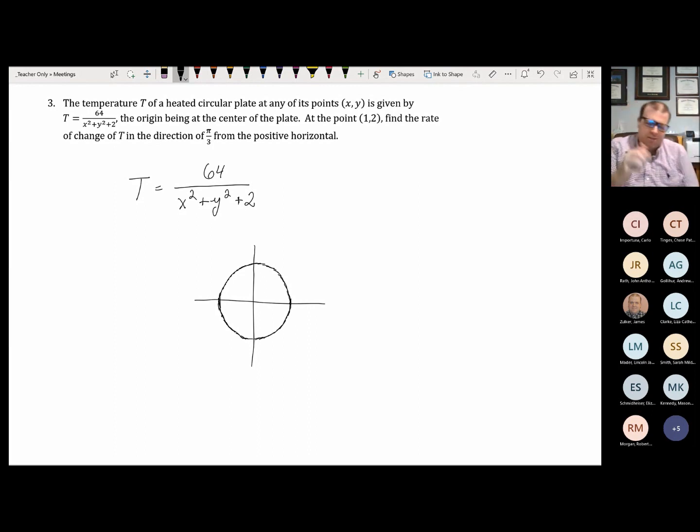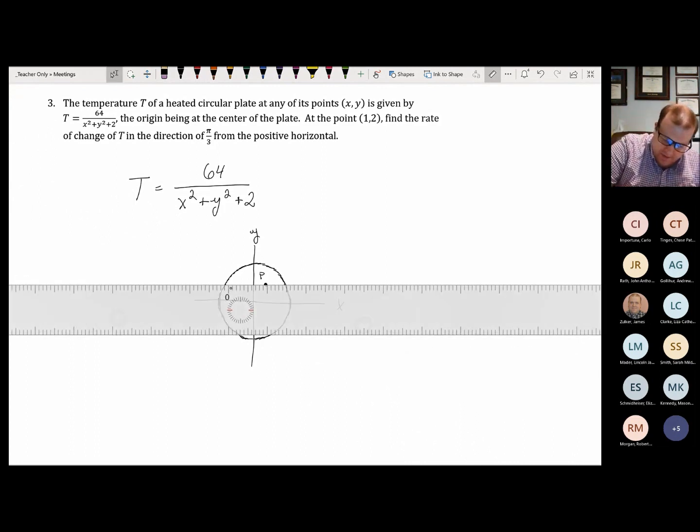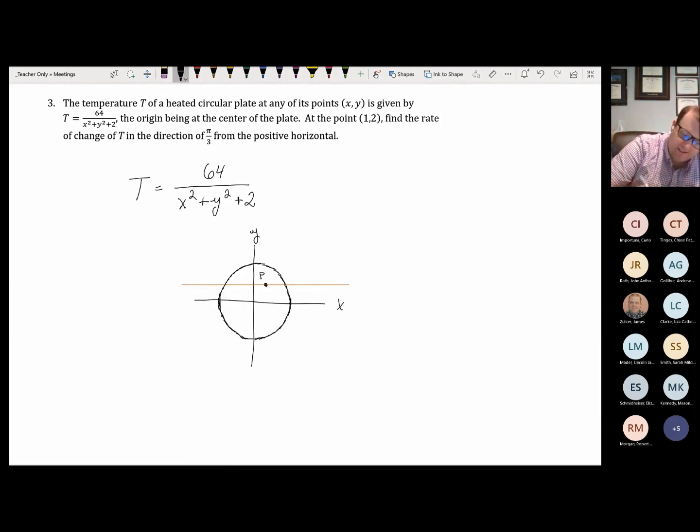that's a pretty good circle. Right, there's the center. We're at some point (1, 2). That'll probably be, I don't know, right about here. We're going in a direction that makes an angle of pi over 3 with respect to the horizontal, right? So what we're going to do is draw an imaginary horizontal line at our point. Right, and that's the direction that we're going in. So that's the derivative we're trying to find in that direction.